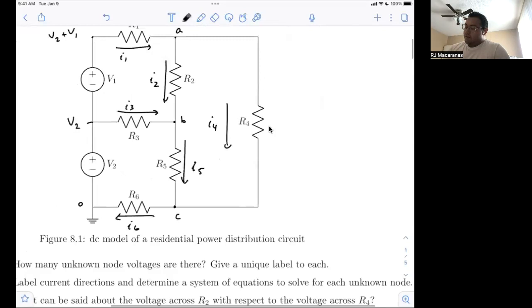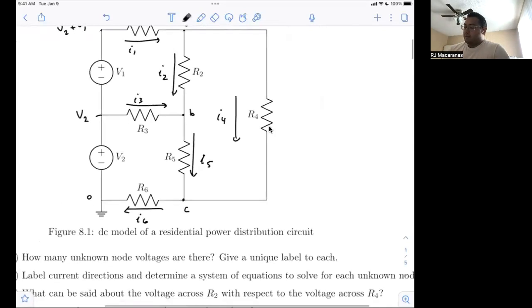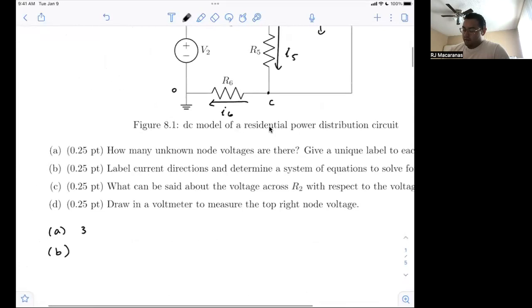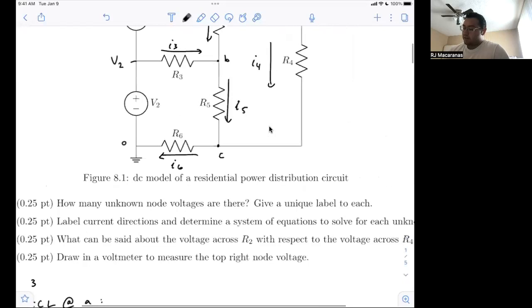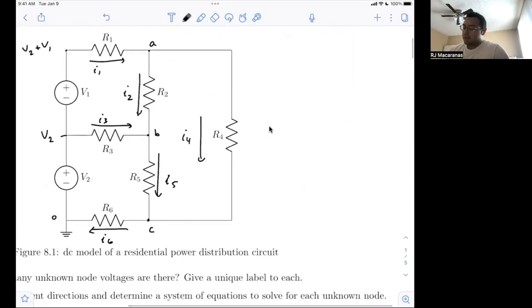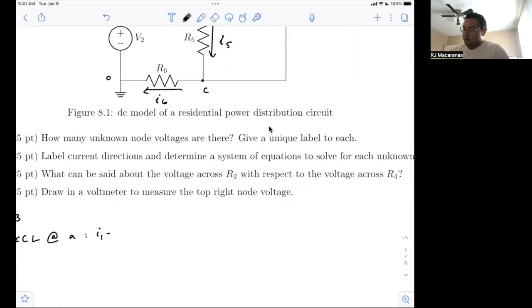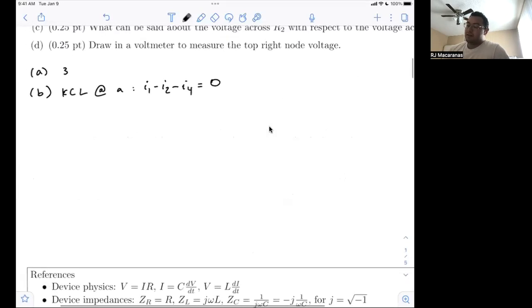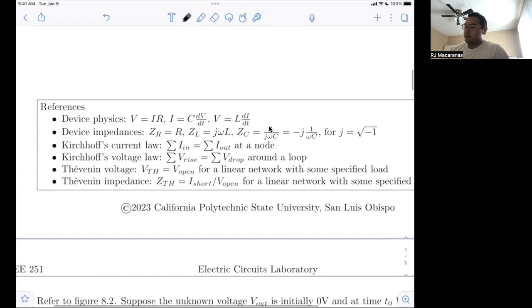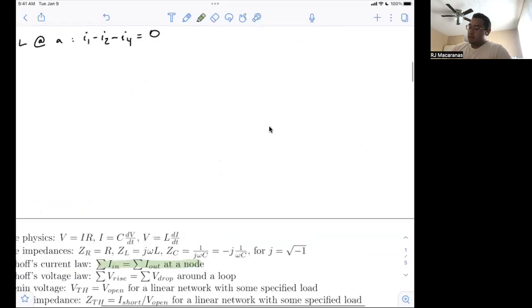So to find our system of equations, we're going to use a KCL statement at each of the unknown nodes at least. So KCL at node A, just taking a look at A, we've got I1 going in, I2 and I4 coming out. I1 minus I2 minus I4, and this will all sum to 0. So if you forget Kirchhoff's current law, I've written it down here. The current into a node is equal to the current out of a node, or we could subtract off the currents going out and that will be equal to 0.